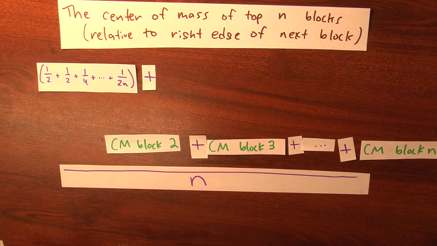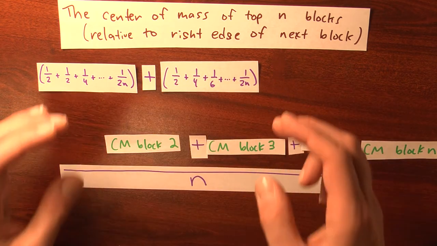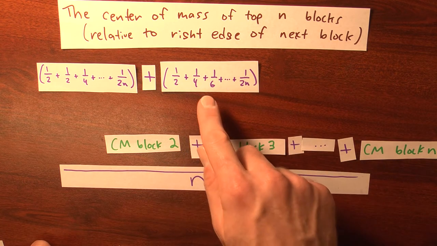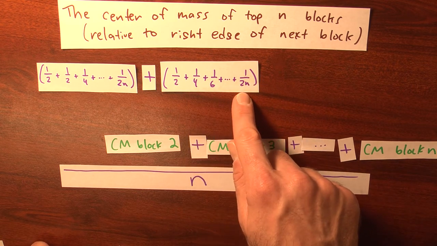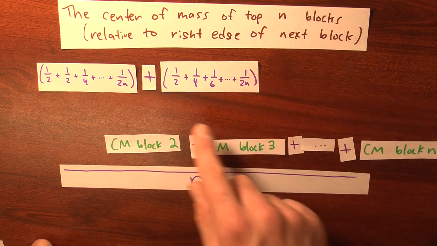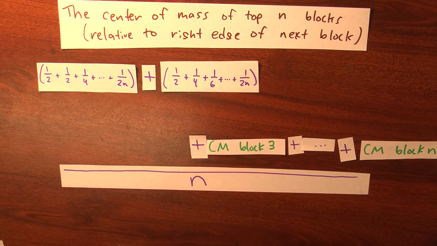Well, that looks very similar, right? Again, it's 1/2 because that's where the center of mass is, just in the block by itself. But the second block doesn't get pushed over 1/2. It gets pushed over 1/4 and then 1/6 and so on until it's 1/2n. So 1/4 plus 1/6 plus until I get to 1/2n. That's how far over I pushed it relative to the next block. And 1/2 then moves me over to the middle of block number two.